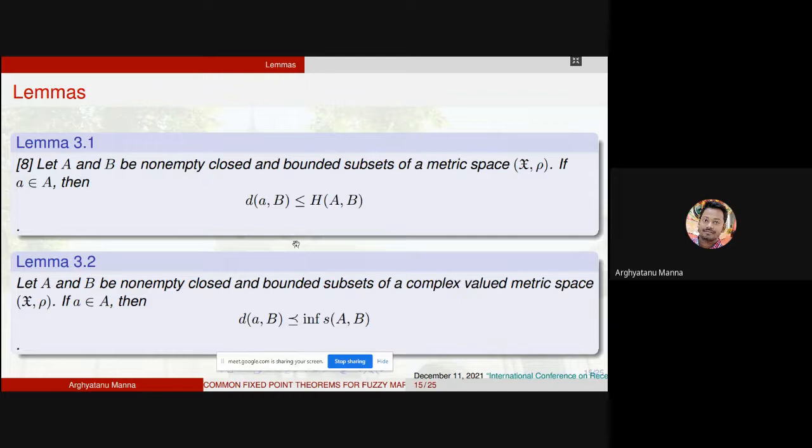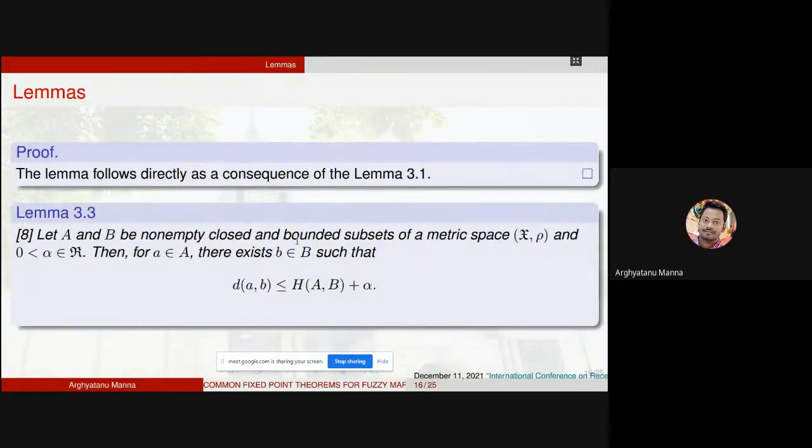We generalize the lemma. If A and B are non-empty closed and bounded subsets of a complex valued metric space (X, ρ), if a belongs to A, then D(a, B) ≾ infimum of S(A, B). The proof of the following lemma follows directly as a consequence of the previous lemma. Let A and B be non-empty closed and bounded subsets of a metric space (X, ρ) and 0 < α belongs to R. Then for a belonging to A, there exists a b belonging to B such that D(a, b) ≤ Hausdorff metric H(A, B) + α.